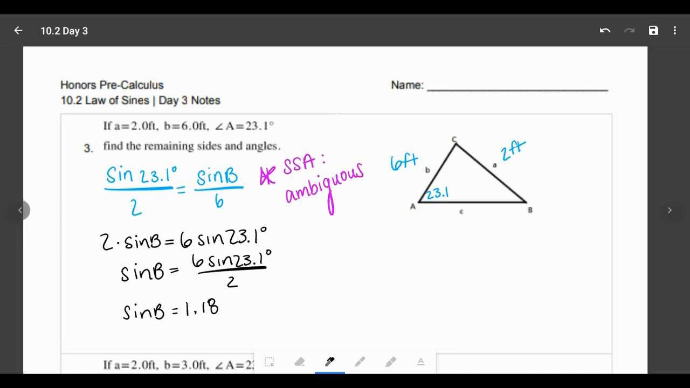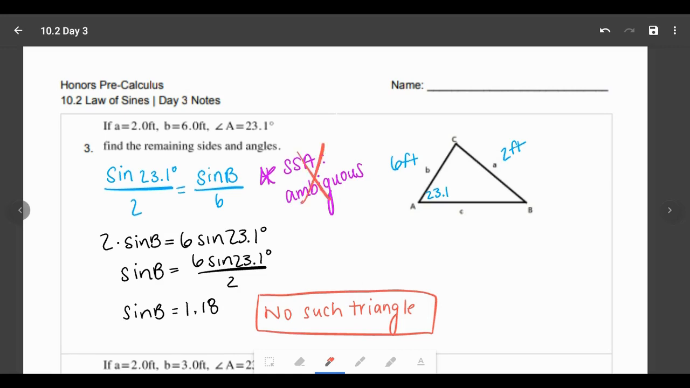Next step would be to go ahead and take the arc sine of 1.18, but do take notice, sine can only be between -1 and +1. Since this is outside of that range, whenever I take the arc sine, your calculator is going to tell you error. Whenever that happens, we are going to have no such triangle. Because this first triangle doesn't exist, we don't even have to worry about then going back and checking for a second case.